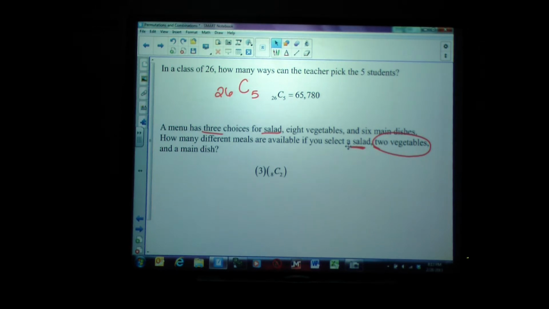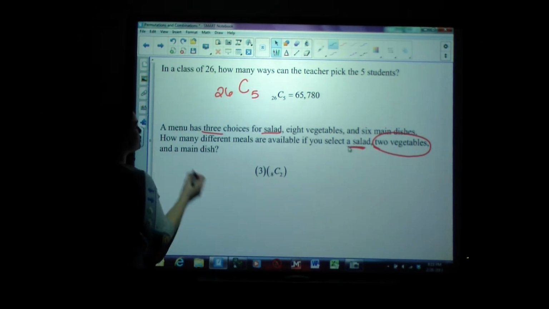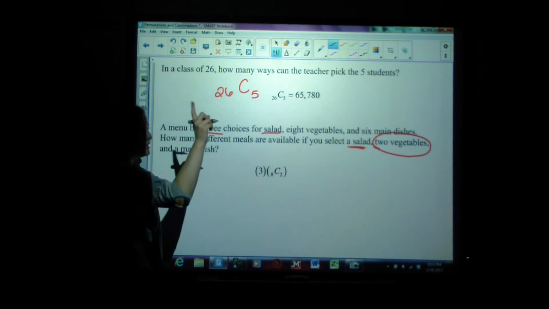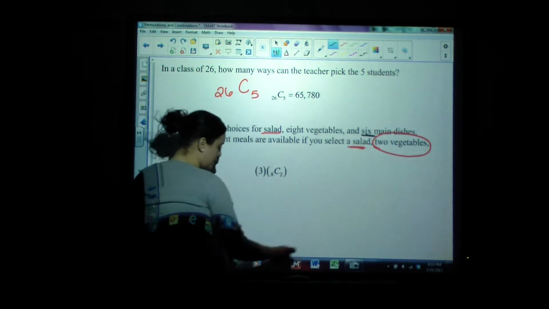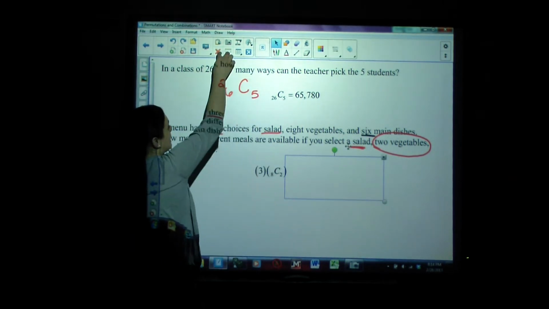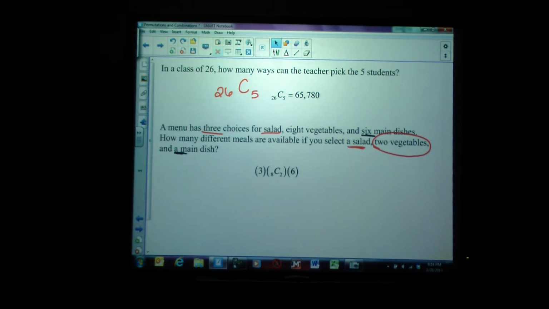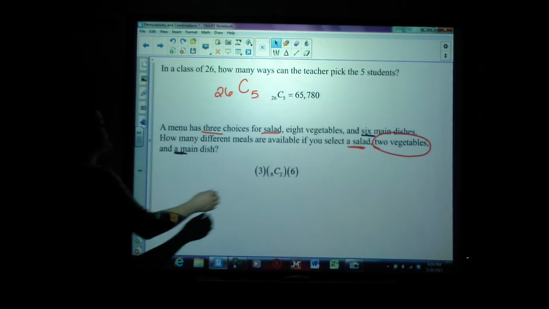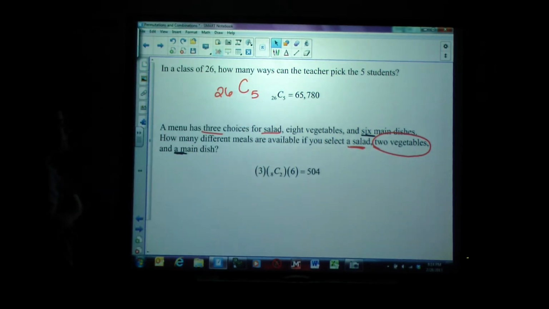It's combinations because, again, order does not matter when choosing those vegetables. And lastly, for the main dish, notice we're choosing a main dish. That means 1 main dish, and there's only 6 options. So we're only choosing 1 of those. That's 6. So we have 3 options for a salad, 8 combinations of 2 options for a vegetable, and 6 options for a main dish. If we type that into our calculator correctly, we should find that there are exactly 504 different options for meals.